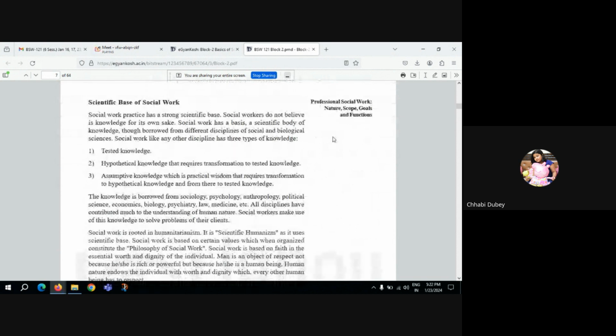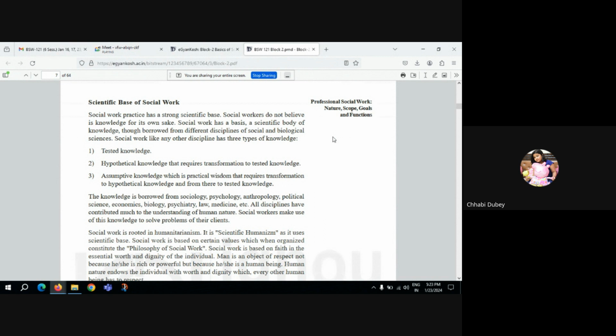Now, the first nature of social work is that it has a scientific base. Scientific base means that we do not carry out any activity just like that. It is a proper scientific discipline, a scientific body of knowledge. And though social work borrows from other disciplines, most of the theories and methods that we read about in social work have a very strong scientific base and have been developed after years of research using scientific methods.